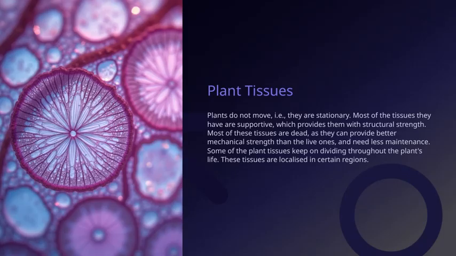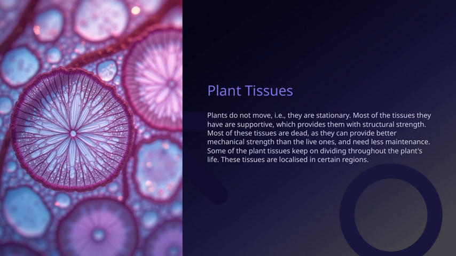Let's talk about plant tissues now. Unlike animals, plants don't move around. They are stationary. Most of the tissues they have serve a supportive function, giving them the structural strength they need to stand tall and withstand various environmental forces. Interestingly, many of these supportive tissues are actually dead cells. This might sound surprising, but dead tissues can provide much better mechanical strength and require less maintenance compared to living tissues.